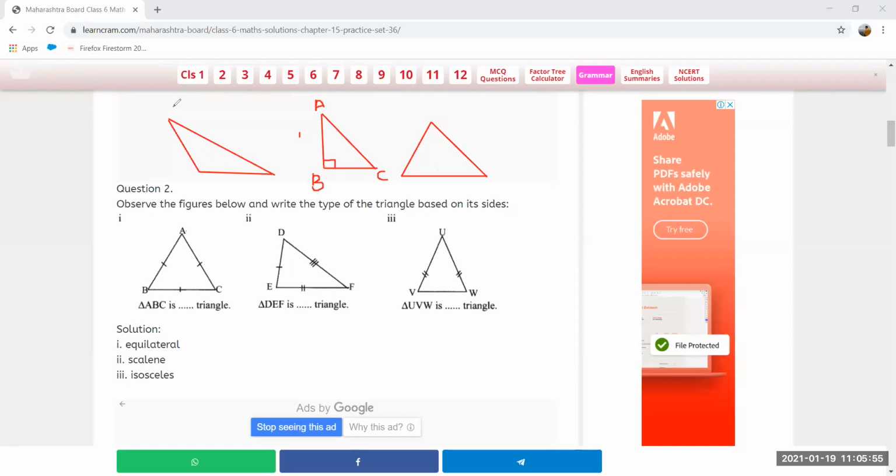Now, students, tell me if this is triangle XYZ, and if one of the angles is more than 90, for example if it is 110 degrees, which type of triangle is it? Let me know in the chat box.